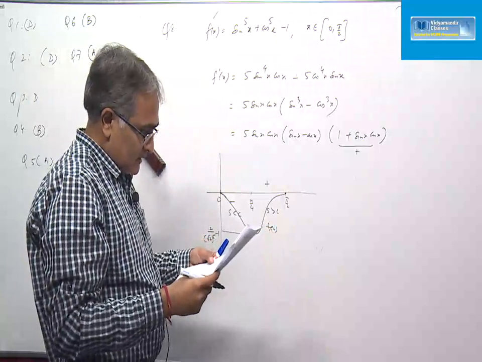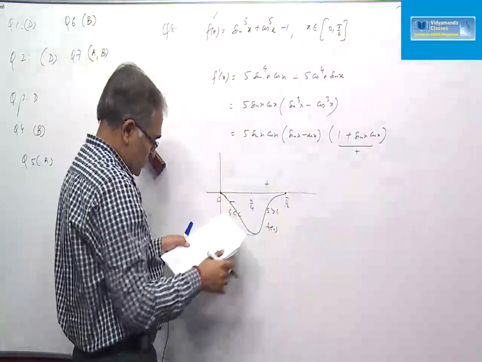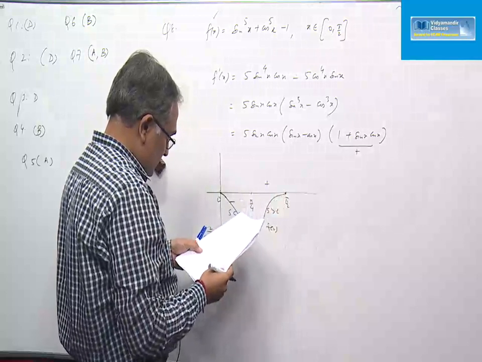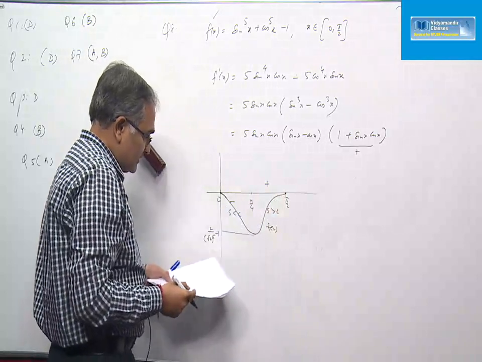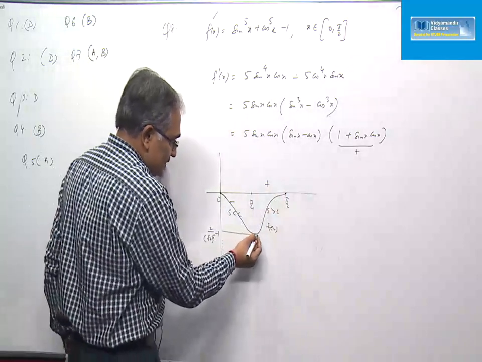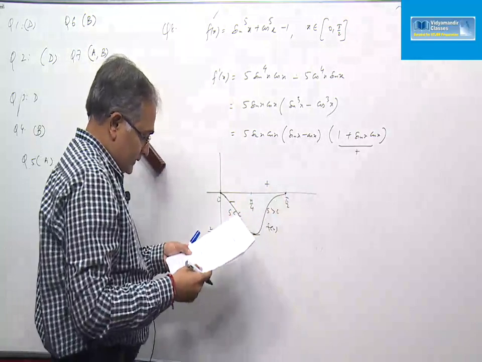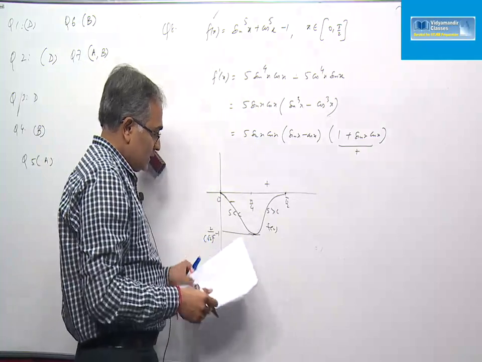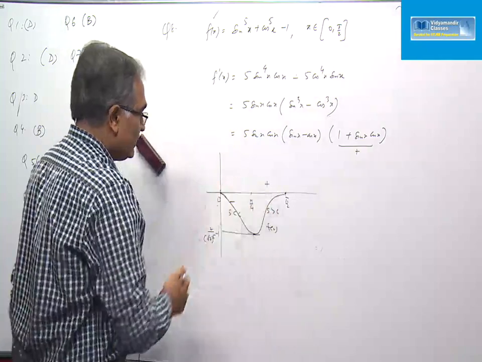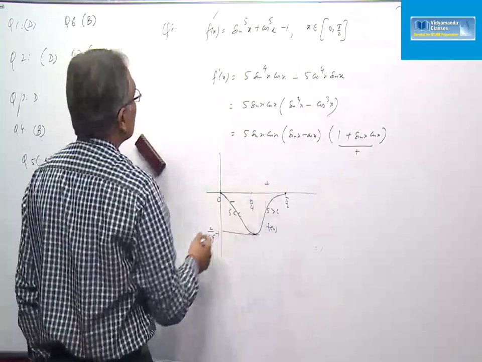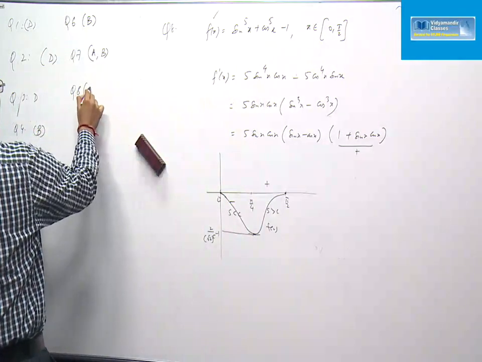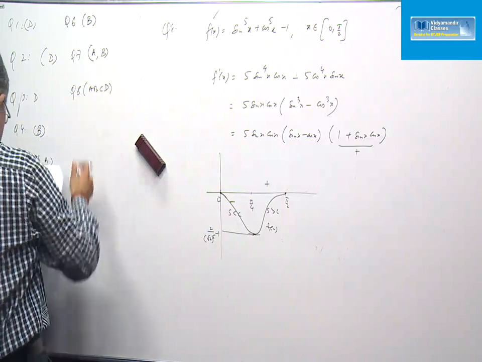Now that's it. F is strictly decreasing in 0 to pi by 4, true. F is strictly increasing in pi by 4 to pi by 2, true. There exists a C in 0 to pi by 2 so that f dash C is 0. This is the C, pi by 4 only. And the equation f(x) equal to 0 has only two roots in the entire domain 0 to pi by 2, 0 and pi by 2. These are the only two roots, true. All of them are true. Question 8 has answer key A, B, C, D. All are correct.